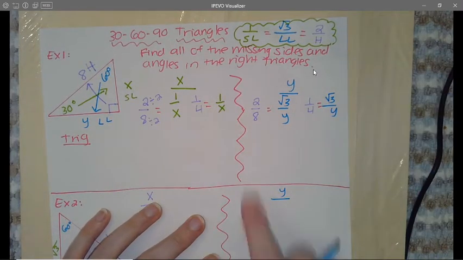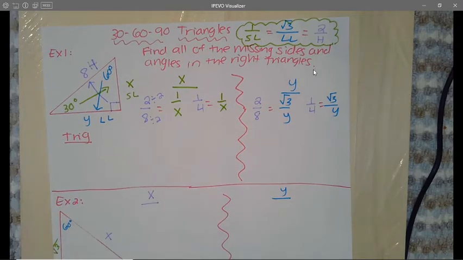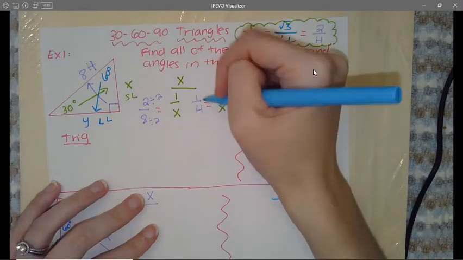And guess what, you guys? I have a ratio equal to a ratio. So how do we solve when we have a proportion? We cross multiply. You guys already knew. All right, well, let's get started.